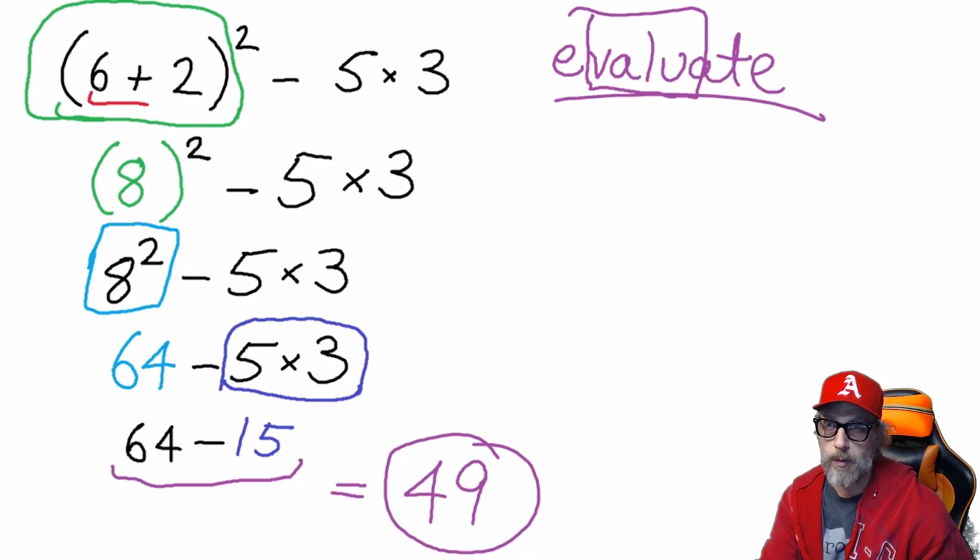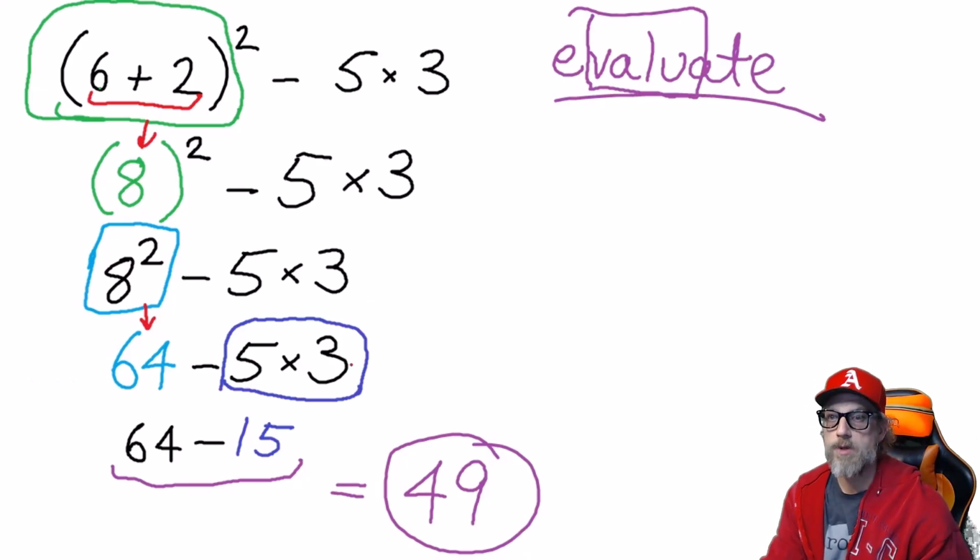I see I did the grouping first. 6 plus 2 is 8. I didn't make any mistakes copying things down. Then I did do the exponent next, 8 to the second power, and that is 64. I still am accurately copying down the minus 5 times 3.